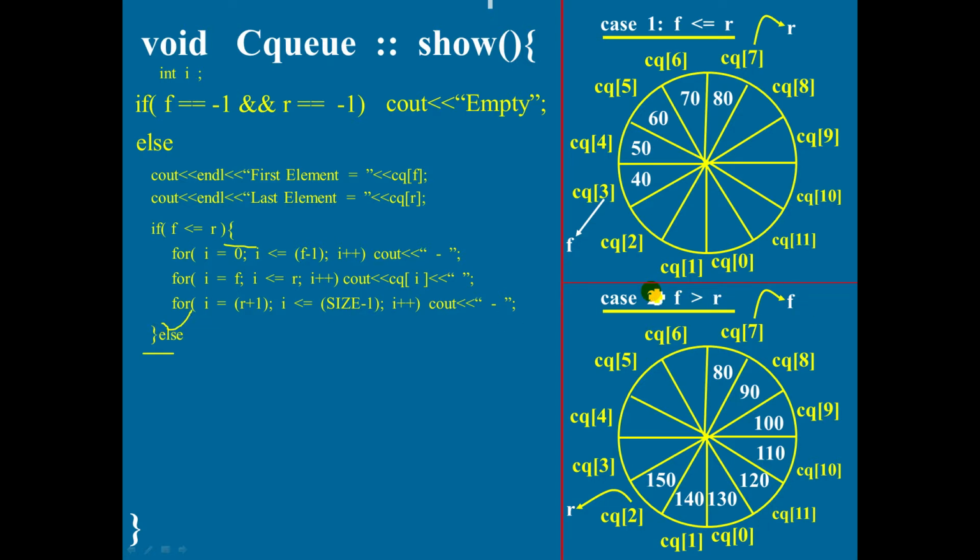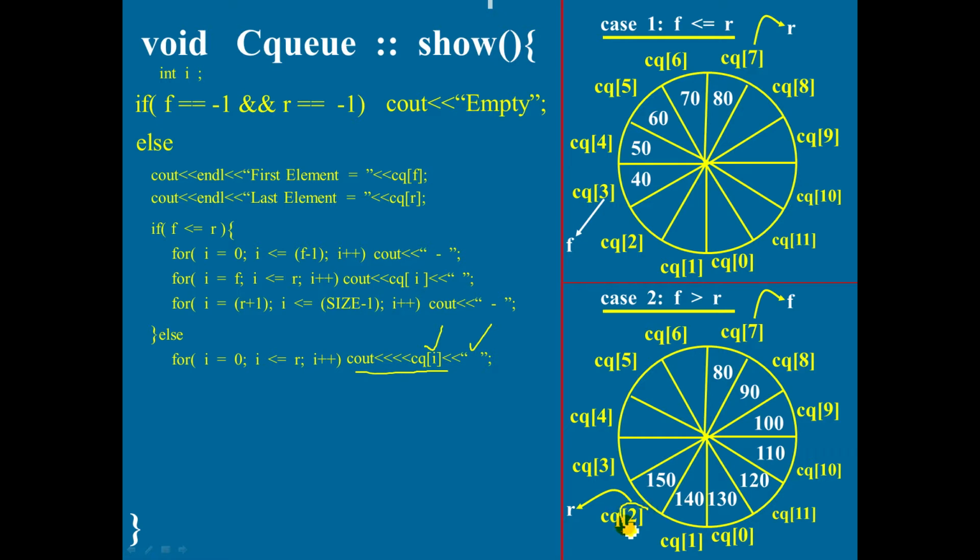Now else, meaning case 2. So in case 2, you can see that from index 0 to index r, elements are there. So let me write the code for this one. Index 0 to r. So you can write for I is equal to 0, I less than or equal to r, I plus plus. Now I contains this index. So this element will be CQ of I. So you can write cout output operator CQ of I, and after displaying one element there should be space.